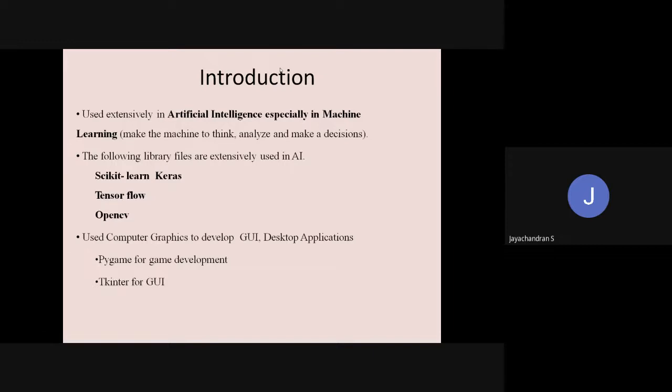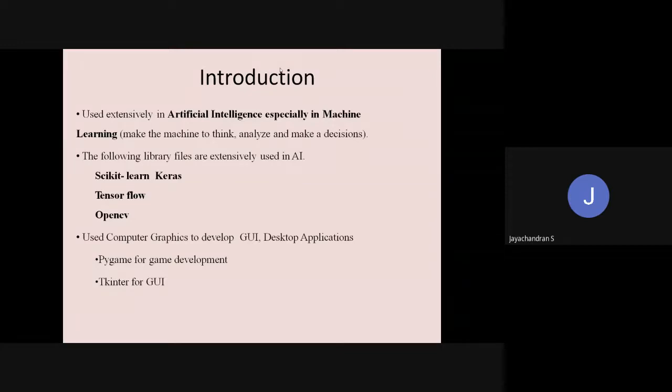It is used extensively in artificial intelligence, especially in machine learning, where the machine is made to think, analyze, and make decisions. So it comes to robotics. It is a robot, and Google also developed driverless cars, and so many features came for artificial intelligence. In Python, you use libraries like scikit-learn, Keras, TensorFlow, and OpenCV. These library files are extensively used in artificial intelligence.